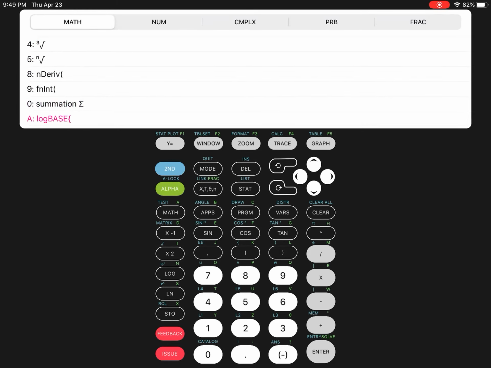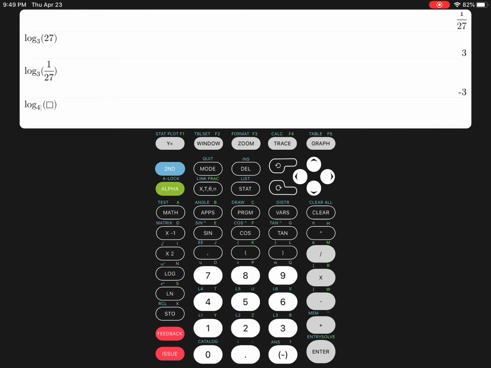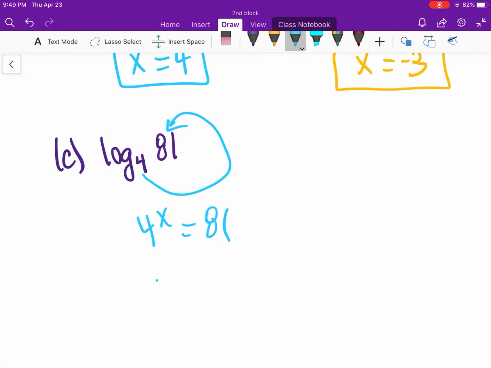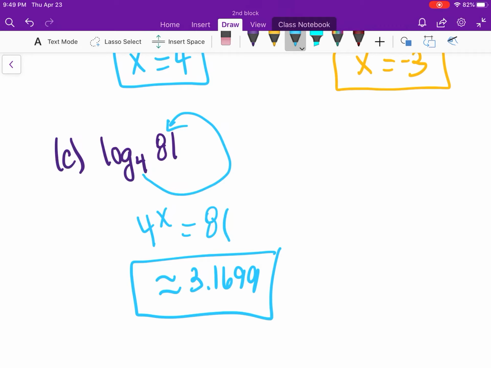So when you go to math, type in log base 4 of 81. See, I mean, it would take you forever to kind of guess that it's 3.1699. Okay, so you wouldn't want to have to do that. So that's about 3.1699.